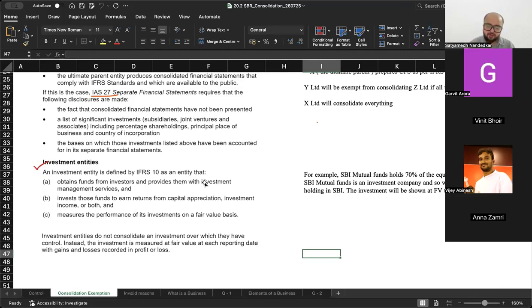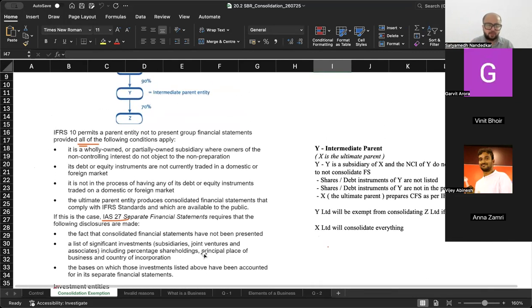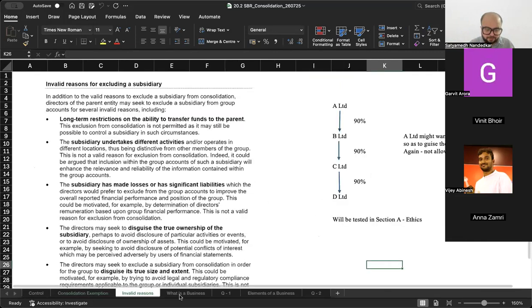Any reasons apart from these are considered invalid reasons for not consolidating. So if in an ethics question, they say that the finance director has felt that this is a small subsidiary or this is a loss-making subsidiary, so we have decided not to consolidate it, then naturally you have to point out that this is incorrect, because IFRS does not permit you, apart from these two reasons, no other reason is considered a valid reason.